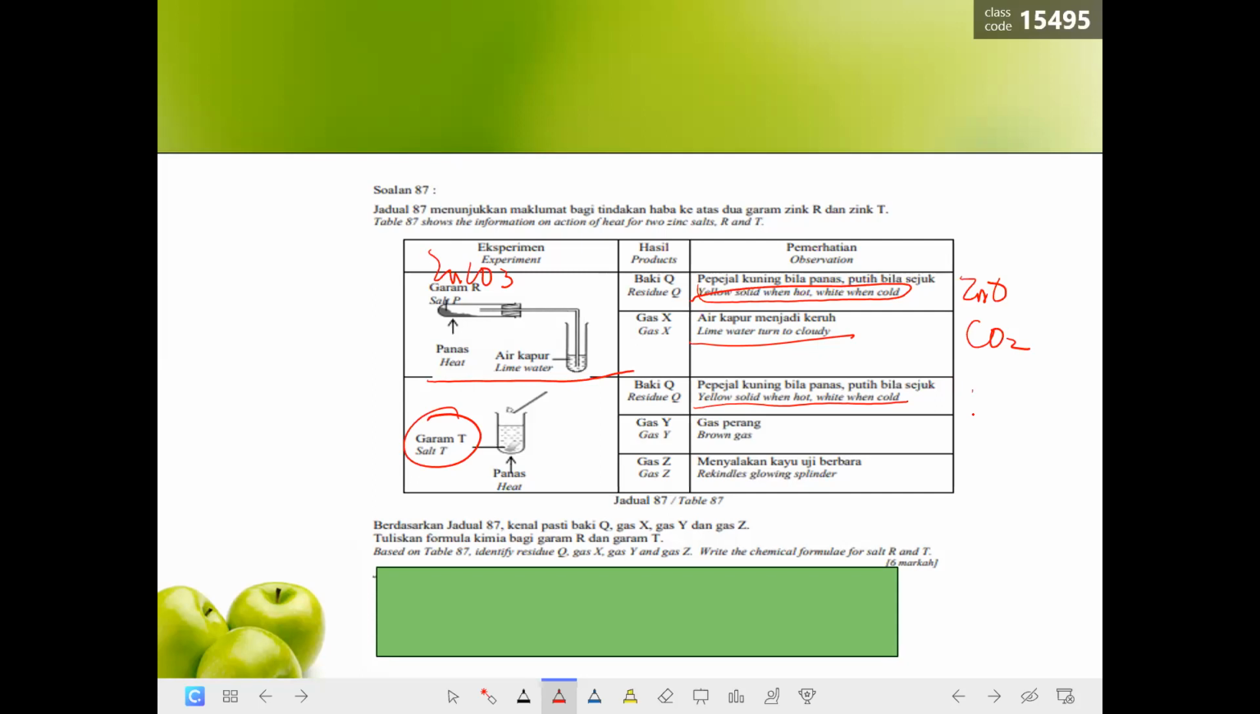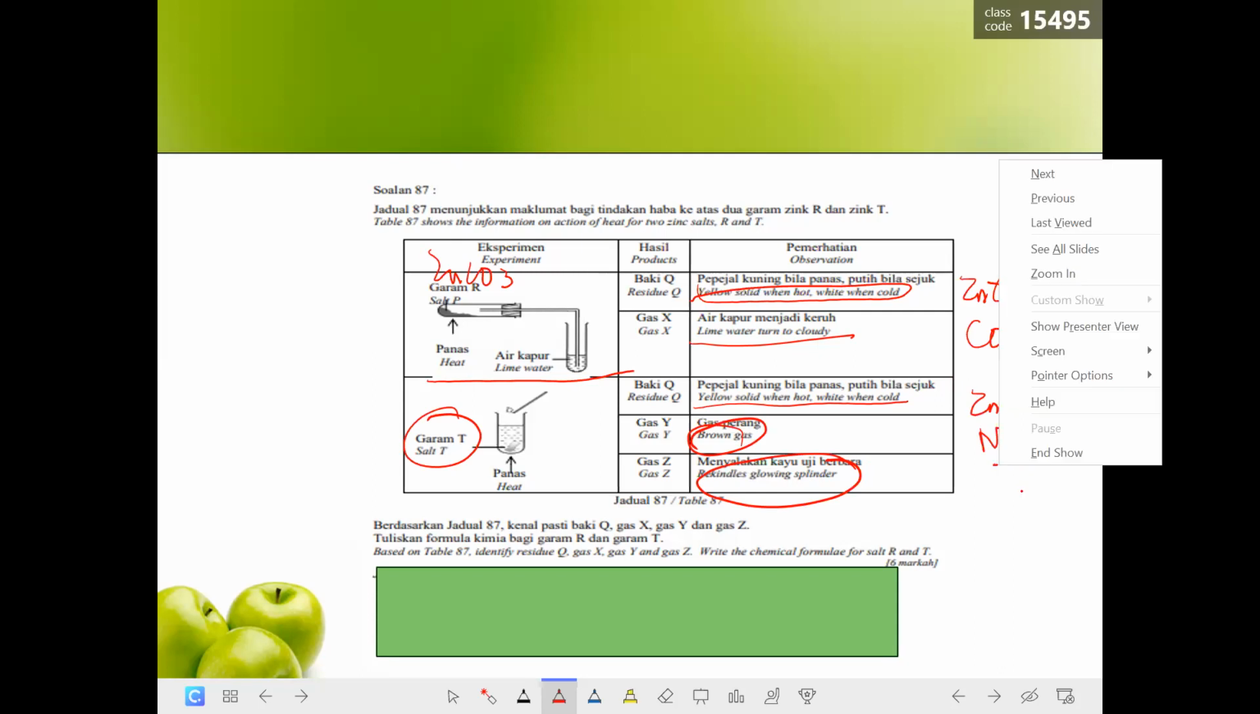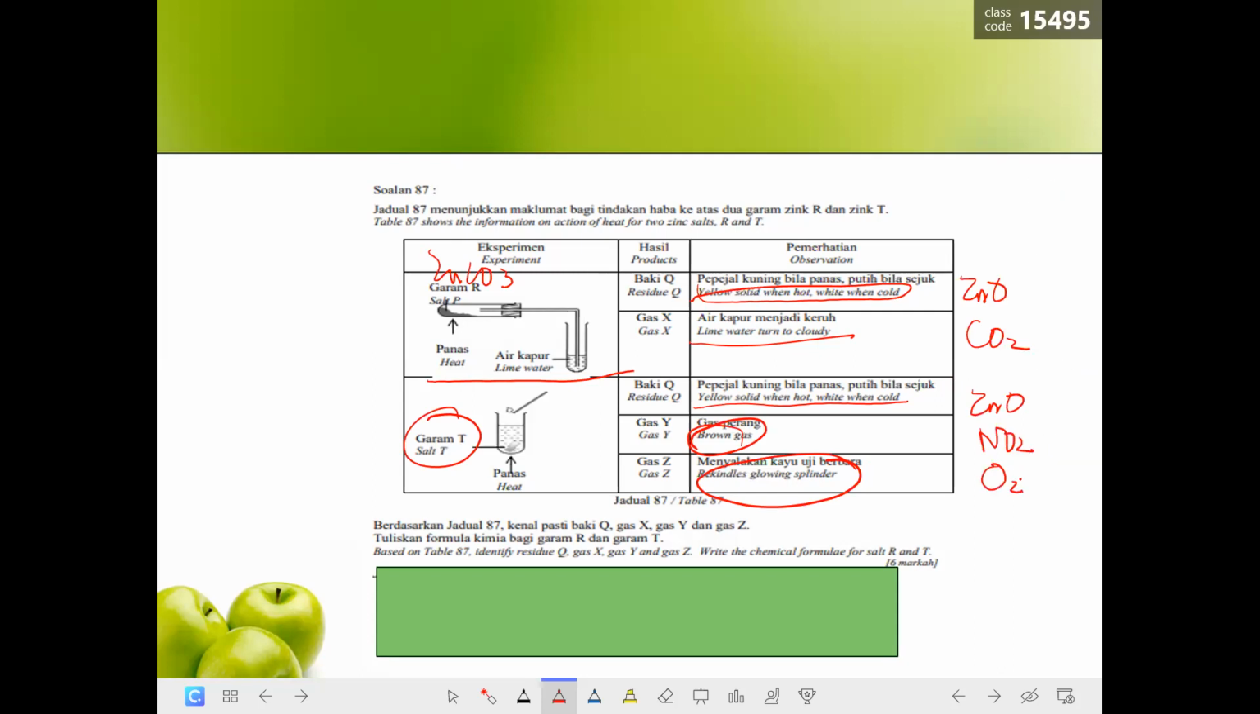Zinc oxide. Okay, zinc oxide. What's my brown gas? NO2. Very good. What is rekindling my glowing wooden splinter? Oxygen. Very good. So what do you think is my salt? If it has three products, what must it be? Zinc nitrate. Very good. It is zinc nitrate.